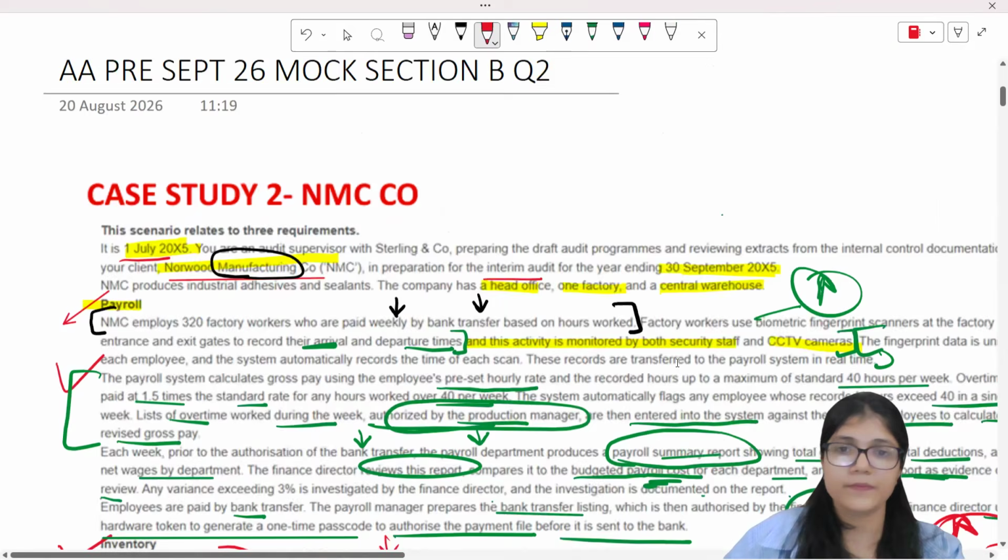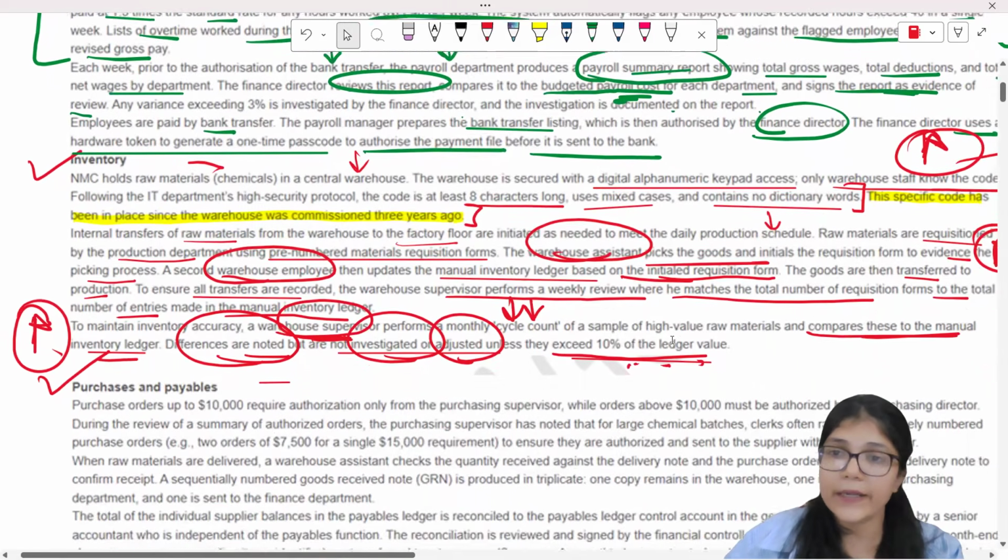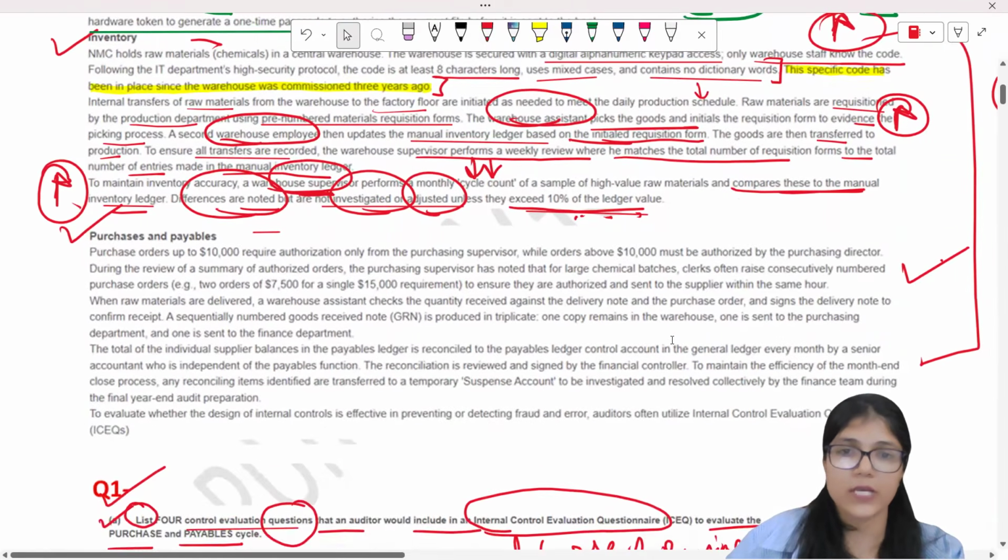Let's move ahead. So we are done with inventory, right? Now let's move ahead to purchases.